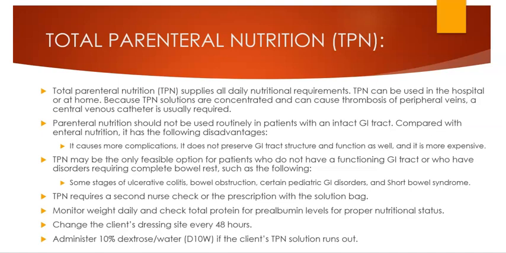What we want to do in real life is eat. The best way for you to get your nutrients is to eat. Parenteral nutrition should only be used when absolutely necessary, right? It has advantages if you can't eat, but the disadvantages include complications. It doesn't preserve the GI tract structure. It doesn't function as well. It's expensive, and you don't get the nutrition like you would if you ate it yourself.